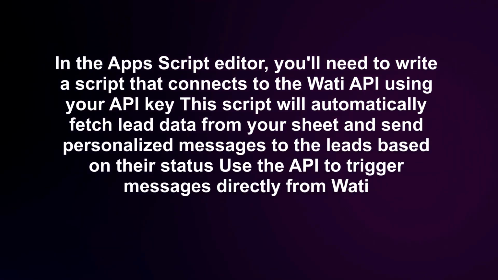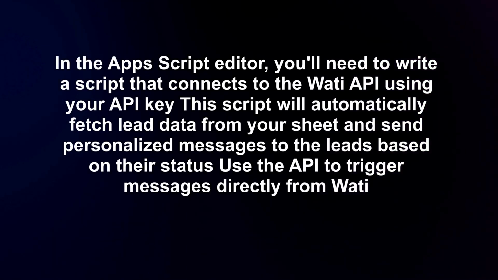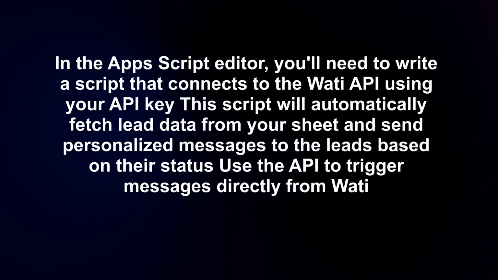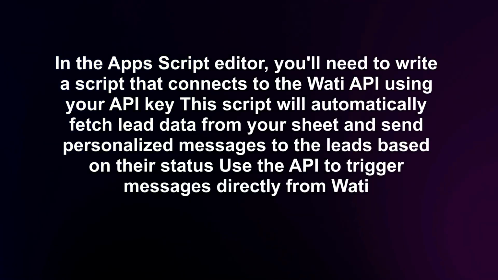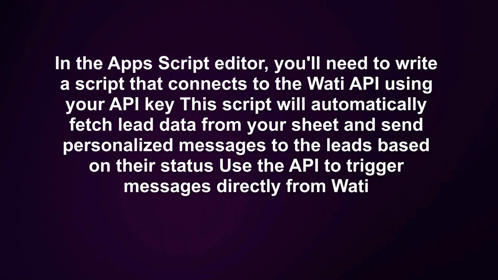In the App Script Editor, you'll need to write a script that connects to the Wati API using your API key. This script will automatically fetch lead data from your sheet and send personalized messages to the leads based on their status. Use the API to trigger messages directly from Wati.